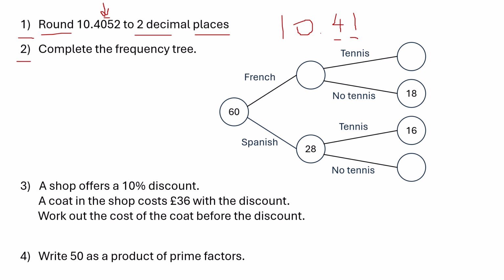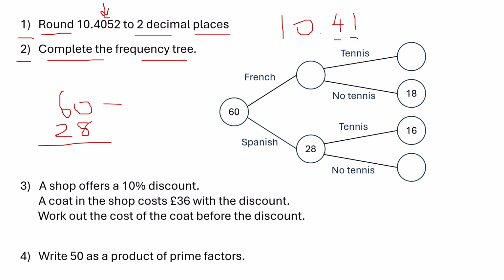Question number 2, Year 11s. Complete the frequency tree. You've got 60, French, Spanish, tennis, no tennis, tennis, no tennis. So to work out the number of French students, or people, you do 60 subtract 28, 60 minus 28. Again, no harm in doing column subtraction.